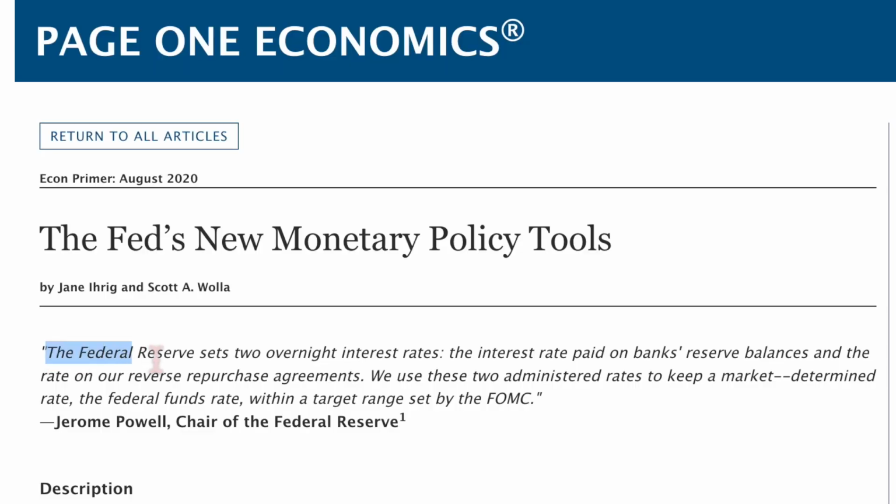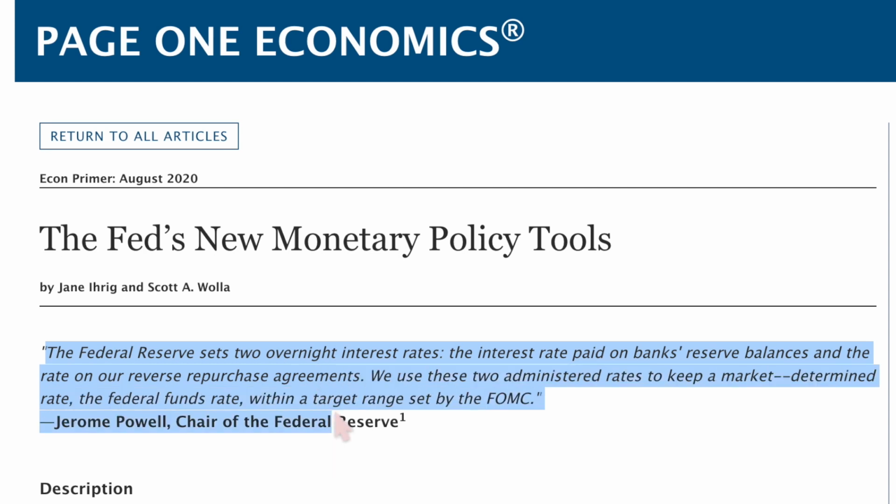According to Fed Chair Jerome Powell, the Federal Reserve sets two overnight interest rates: the interest rate paid on banks' reserve balances and the rate on our reverse repurchase agreements. We use these two administered rates to keep a market determined rate, the federal funds rate, within the target range set by the FOMC. When the FOMC wants the Fed funds rate to go up, the Fed moves the interest on reserve balances up. This rate sets the lowest rate that the bank would be willing to accept to lend money to anyone.